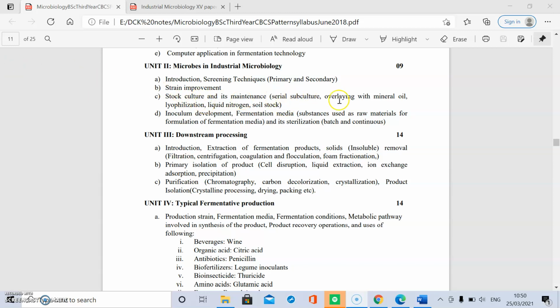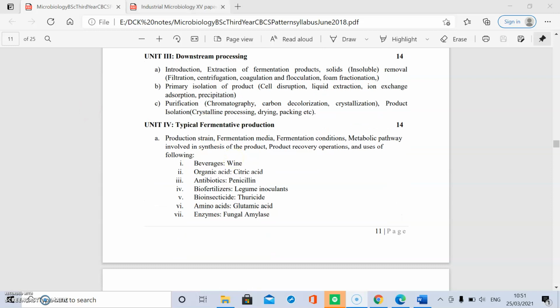Serial subculture, overlaying with mineral oil, lyophilization, liquid nitrogen, soil stock. Next one, inoculum development. Then fermentation media. In this, substances used as raw materials for the formulation of fermentation media and its sterilization in continuous and batch fermentation. Continuous and batch sterilization we have to study.